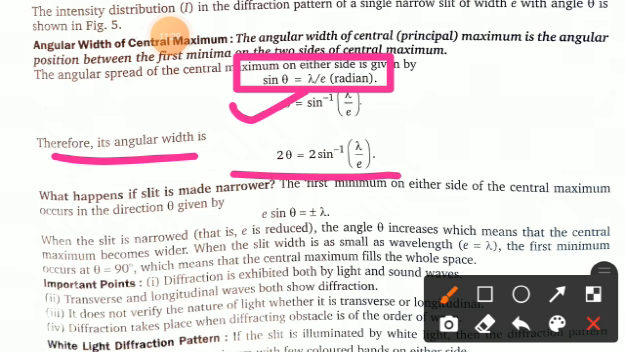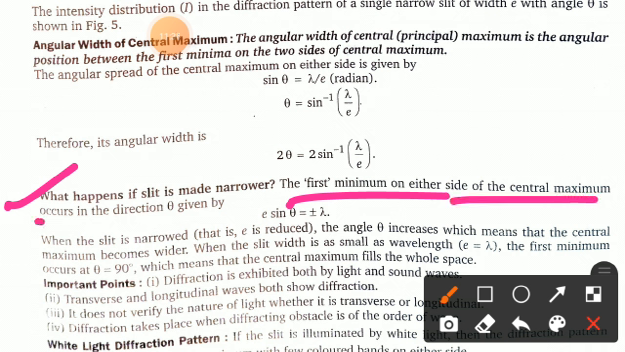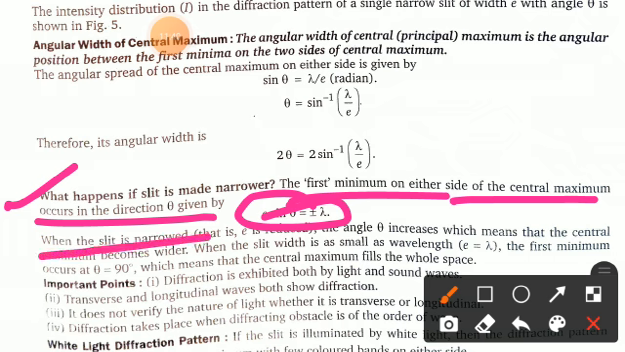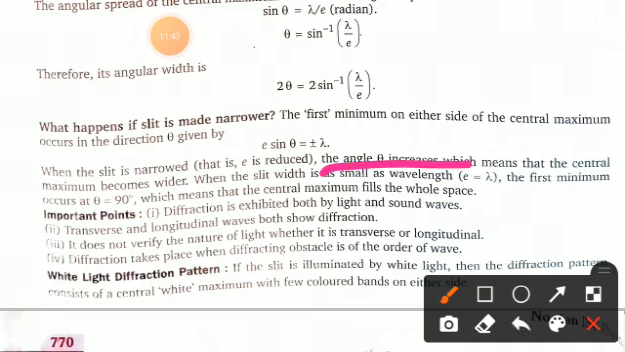Now what happens if the slit is made narrower? This is the question. The first minima on either side of the central maximum occur in the direction theta given by e sin theta equals plus or minus lambda. When the slit is narrower, that is e is reduced, the angle theta increases, which means the central maximum becomes wider. When the slit width is comparable to the wavelength lambda, the first minimum occurs at theta equal to 90 degrees, which means the central maximum fills the whole space.